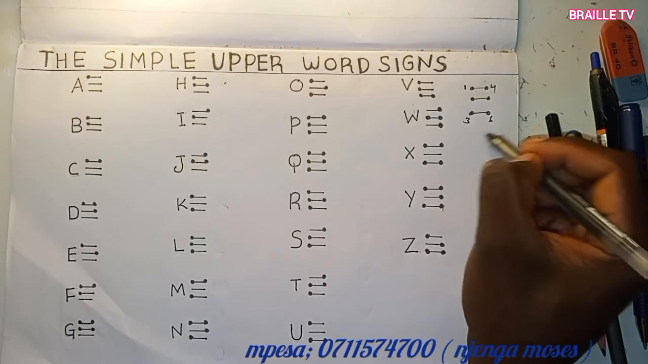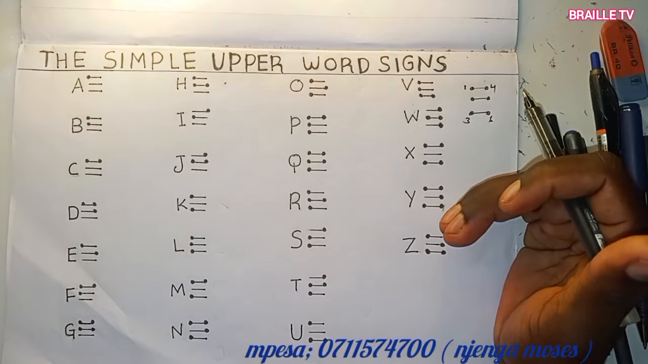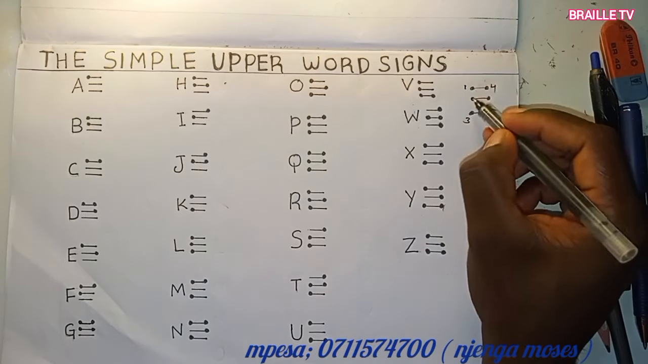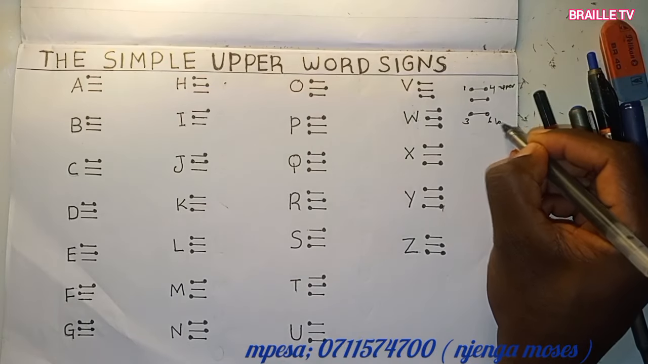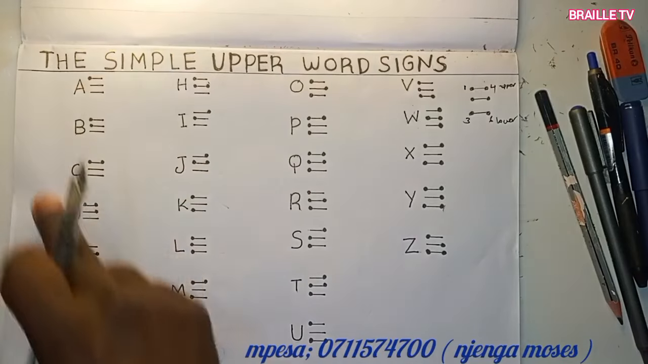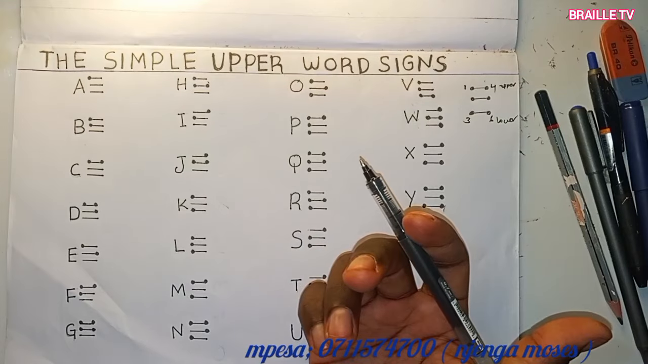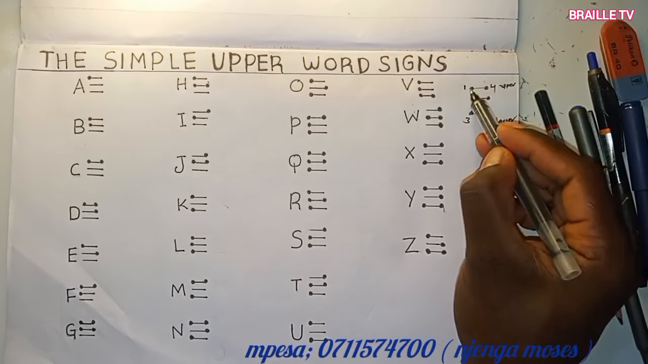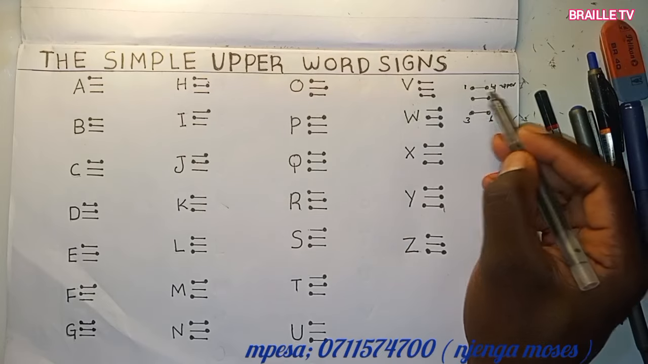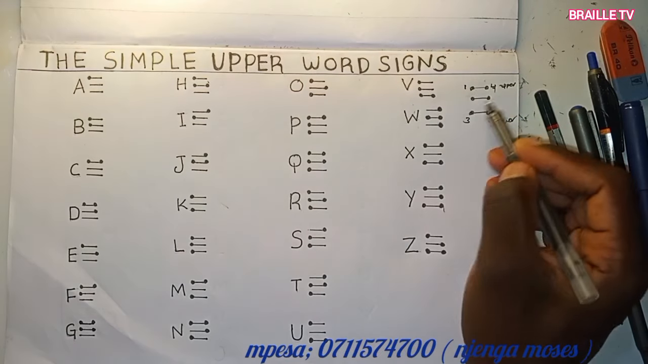Now, lower we are going to look at when we get to lower signs. But today we are looking at upper. So we have upper and we have lower. All letters of the alphabet have a dot in the upper part, whereby some letters have both dots, some letters have dot 1, and some letters have dot 4.